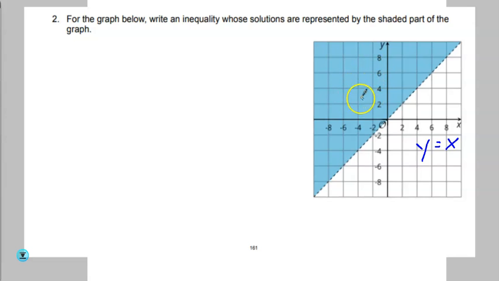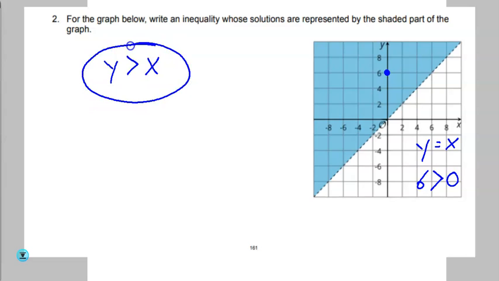So up here, is this where the y is greater than the x's or where the y is less than the x's? So if we take a point that's in the shaded region, y is 6, x is 0, so we say it's greater than. 6 is greater than 0. Up here, the y's are greater than the x's. So our inequality would be that y is greater than x. Write the inequality.